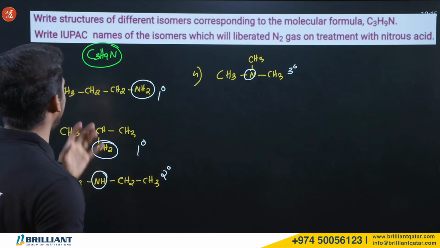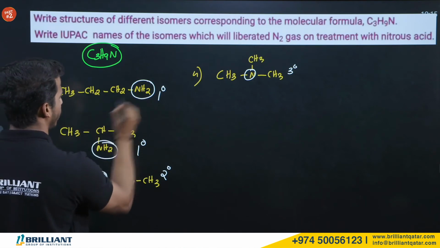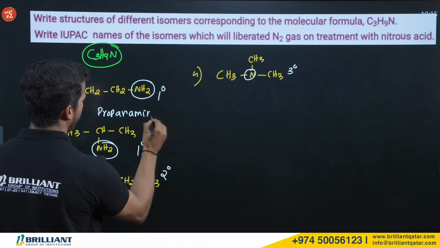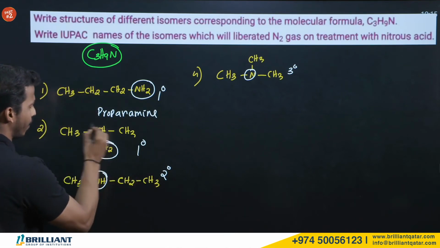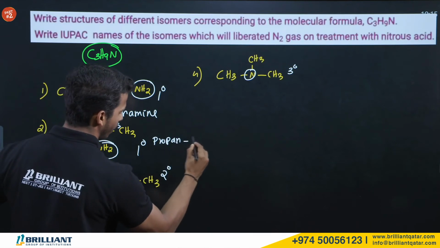Question. Write the IUPAC name of the isomers. What is the IUPAC name of this compound? Propane with the amine. You can say propanamine or propan-1-amine. This is propane, second position, right? Second position amine. So we can say propan-2-amine.